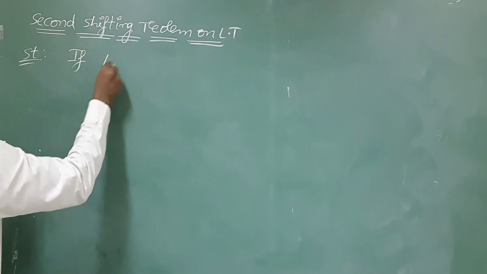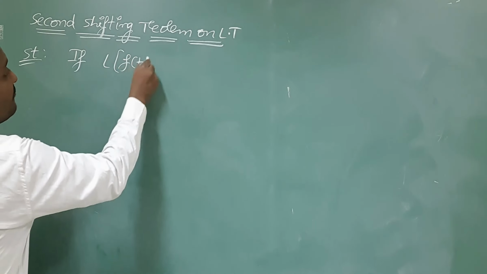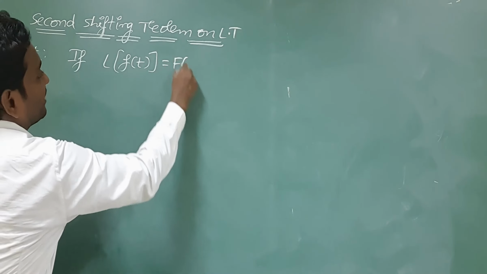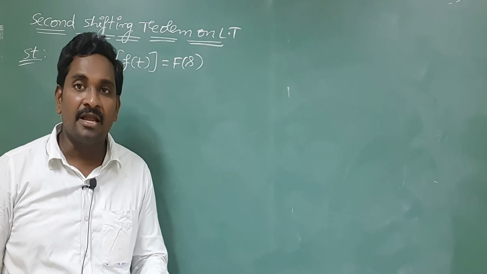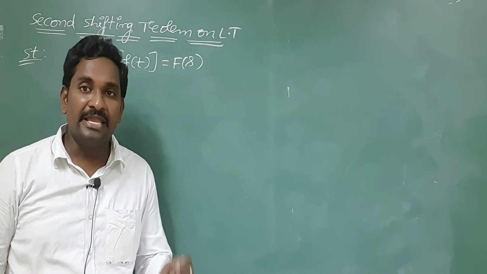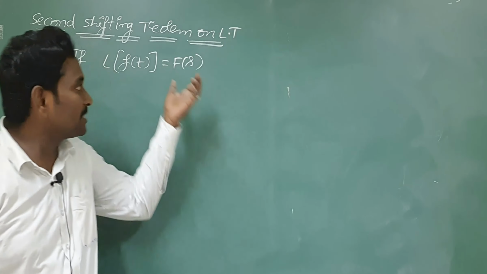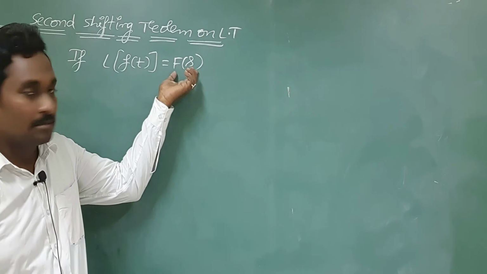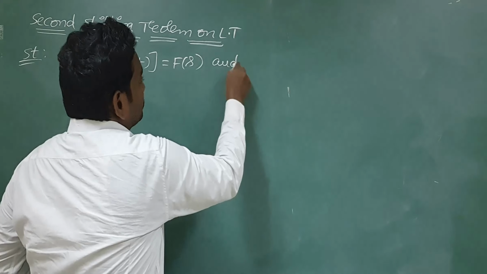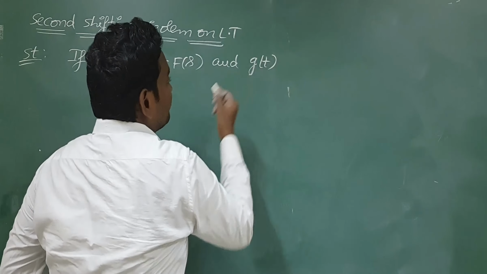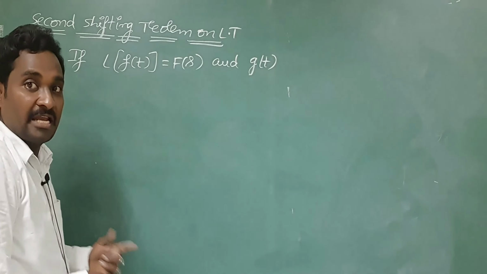If the Laplace transformation of a function f of t is a function of s, suppose f of t is a function in terms of t and its Laplace transform exists finitely, which is represented as the function of s. It is a function of s, already know it, and g of t is another function.